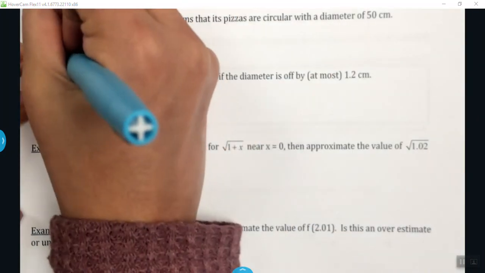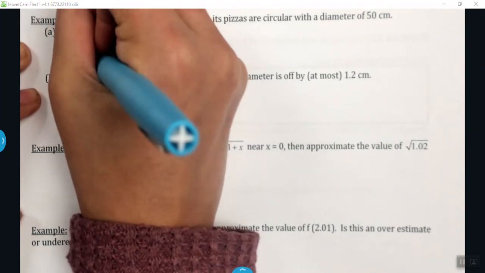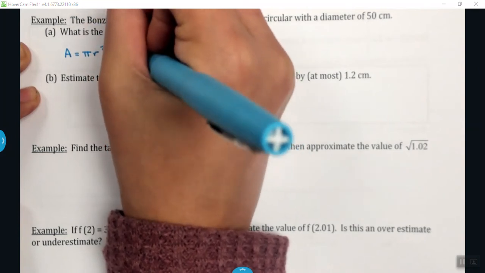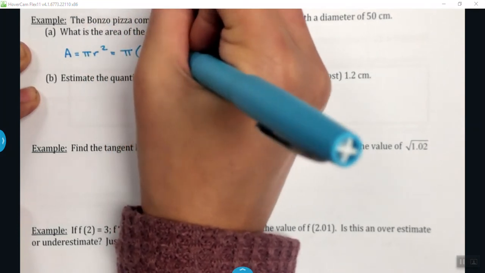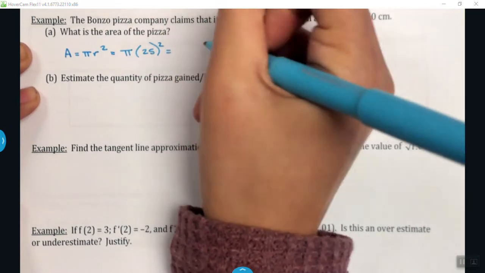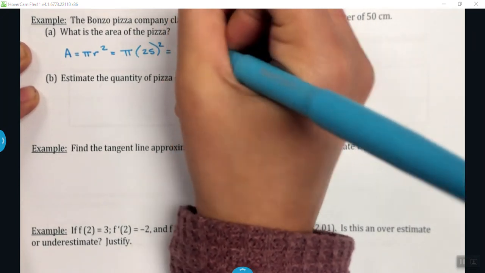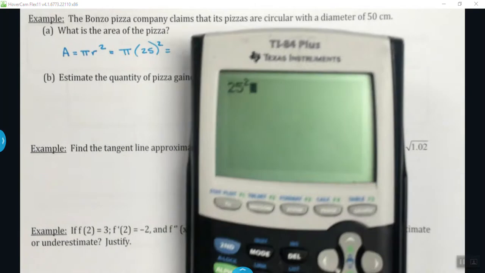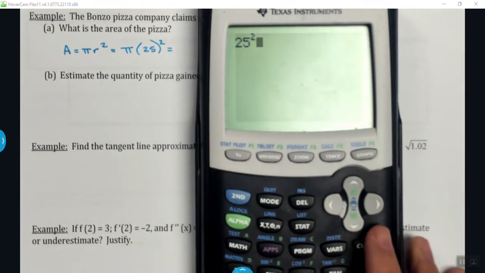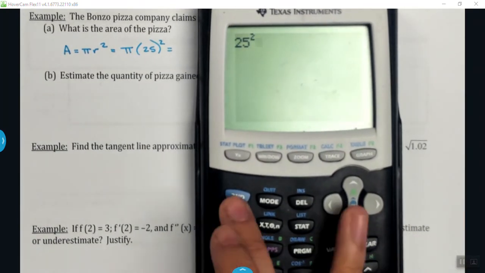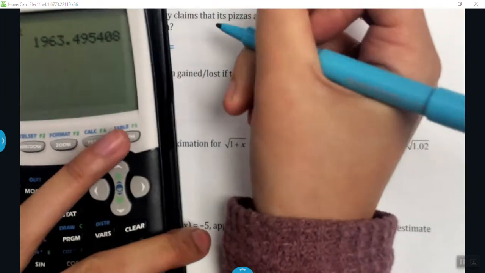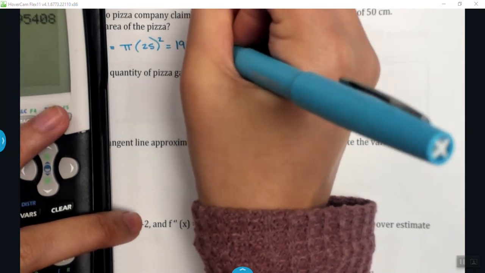That's easy. Bonzo does not serve any non-circular pizzas. 2,500 pi. It's 25 squared, which is 2,500. They just sold these square pizzas. I think we gotta open the pizza place. 1963.495. It's a waste of resources to make a circle pizza.